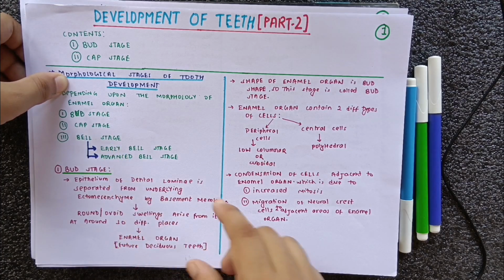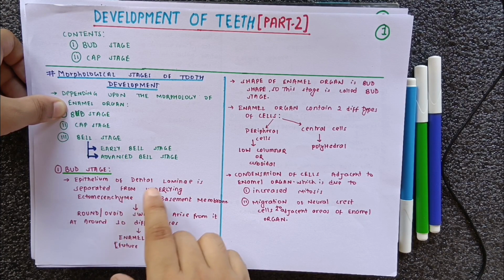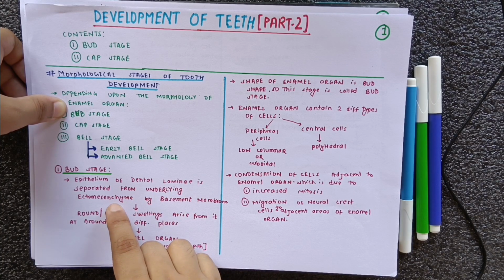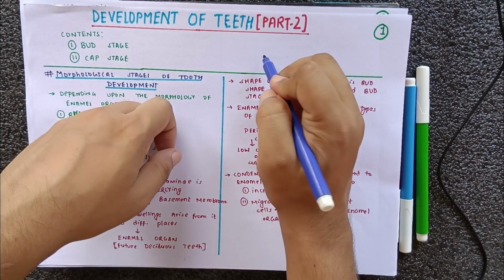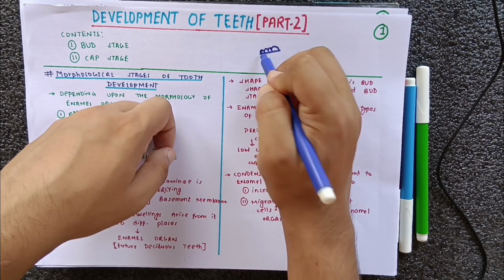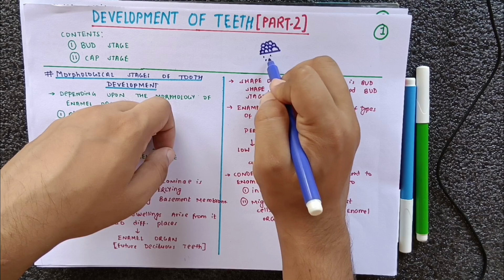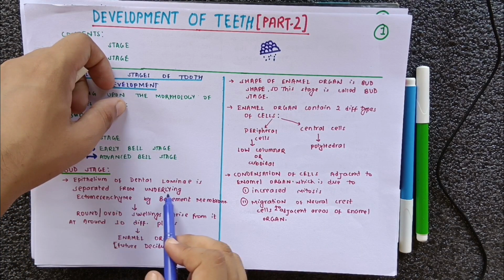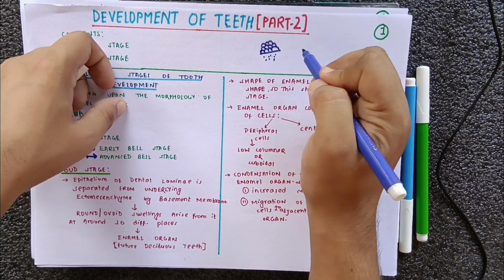In the bud stage, the epithelium of the dental lamina is separated from the underlying ectomesenchyme by a basement membrane, as I discussed earlier in my first video. There is a stratified squamous layer, and beneath that there is ectomesenchyme. The epithelium of the dental lamina is separated from the underlying ectomesenchyme by the basement membrane. From this, the primary epithelial band and dental lamina form.